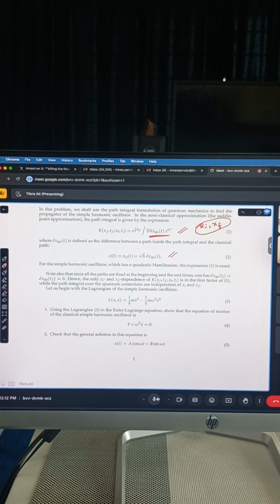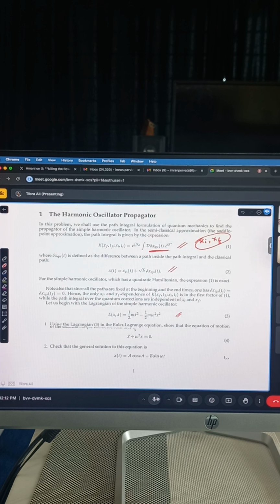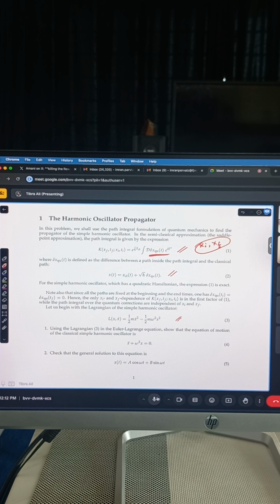So first, start with the Lagrangian, and then calculate the Lagrange equation. Okay, maybe, Imran, should I just give an overview first so they can follow? Yes, yes.